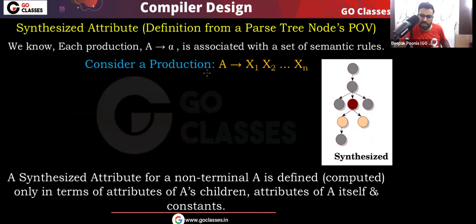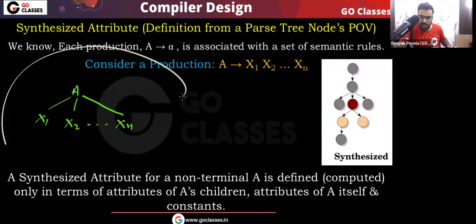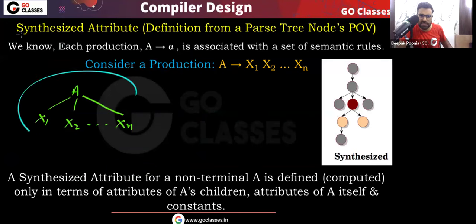Very simple. Inside a parse tree, what will happen? This A will be a node, and this A will go to x1, x2, and so on, xn. Do you agree with me? Yes or no? Like this it will happen. Inside the parse tree, this production will be used like this, that A will go to x1, x2, and so on, xn. Correct? Yes or no?